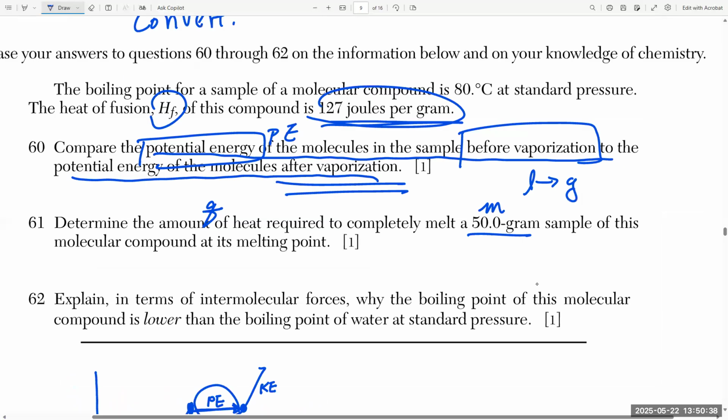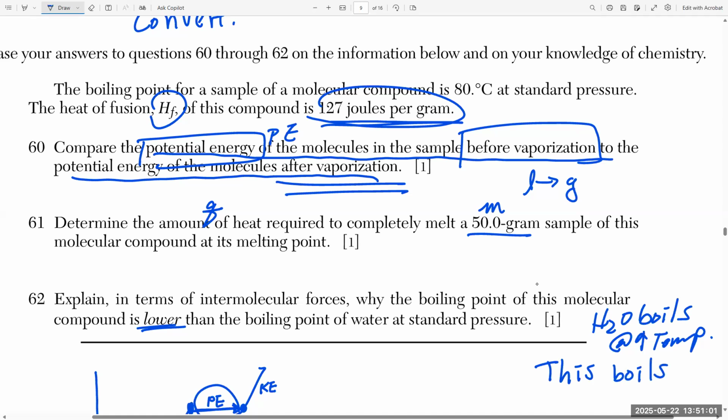62. Explain in terms of intermolecular forces why the boiling point of the molecular compound is lower than the boiling point of water. That means that water boils at a higher temperature, or that this compound boils earlier.